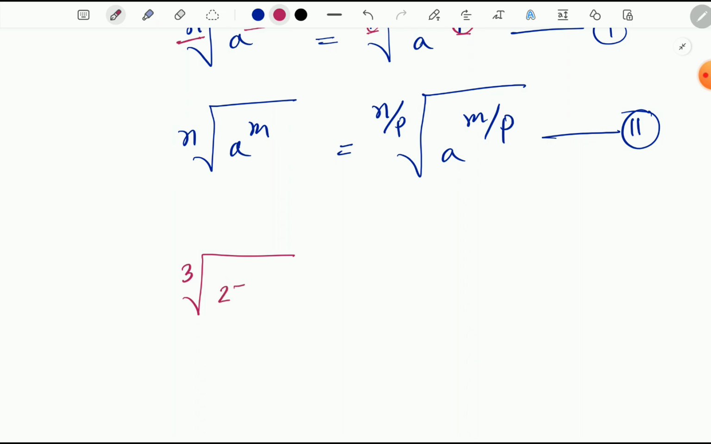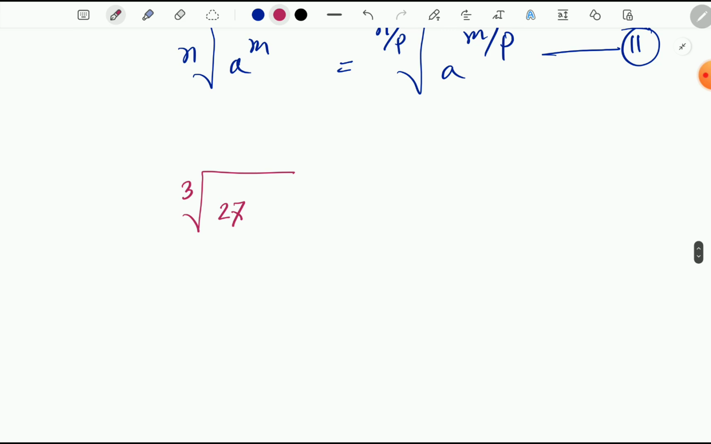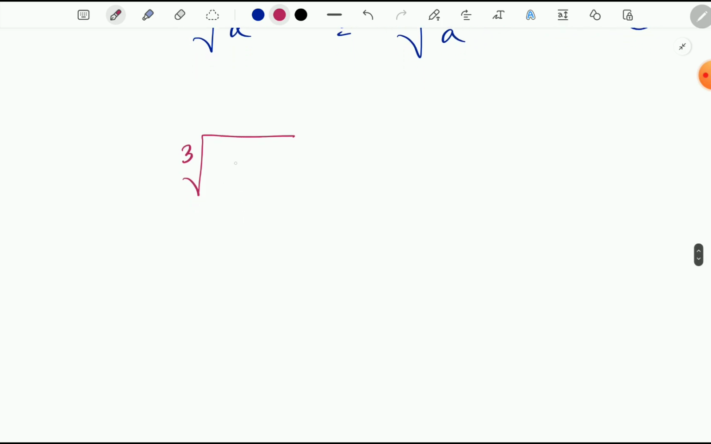Okay, not 27, I can write any number. Let's say 10. I think a number should be like this, 25.